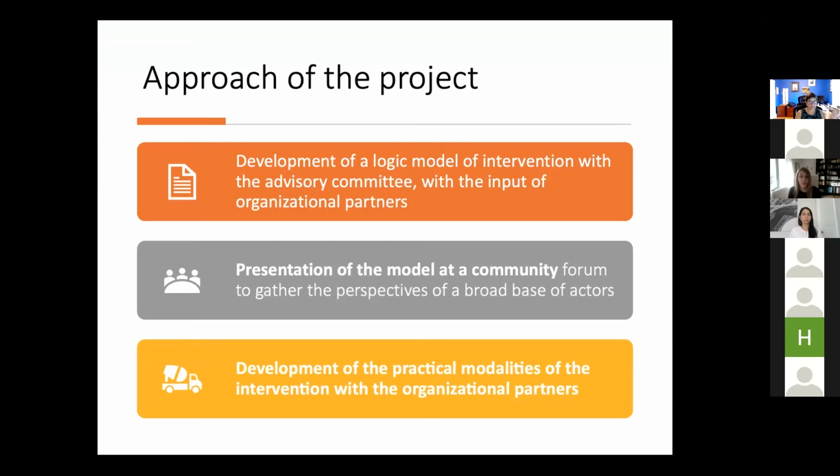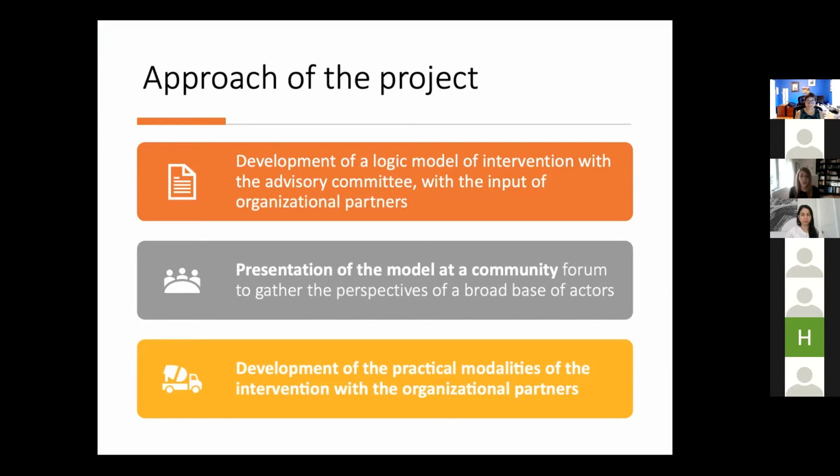The approach of the project, basically, we have envisioned 3 steps. The first step consists in the development of a logic model of intervention with the advisory committee, and with the input also of organizational partners, but we really wanted to develop a model of cultural safety from the perspective of the Atikamekw. So the priority in the development is really on the Atikamekw perspective.